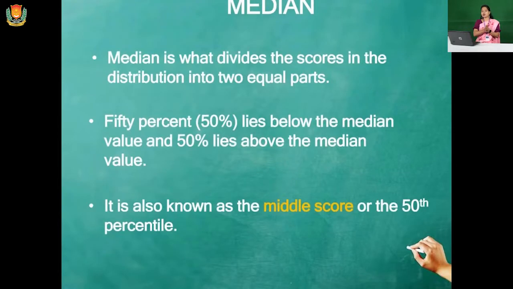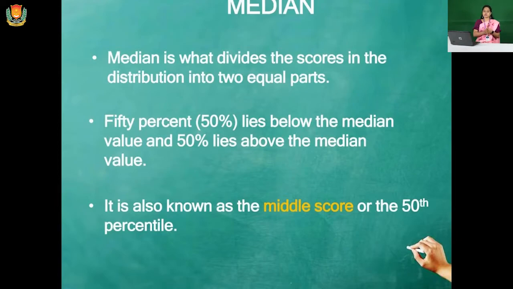It is applied to the interval level of measurement. It may not be an actual score in the distribution, but it is very easy to compute and to analyze. Further, another topic we are going to discuss is the median.